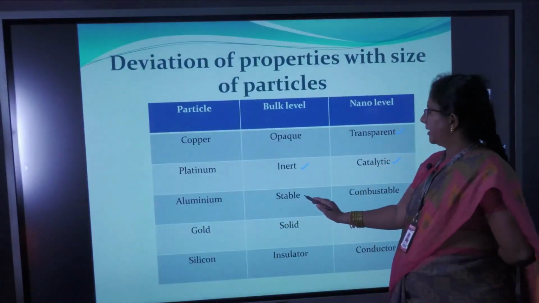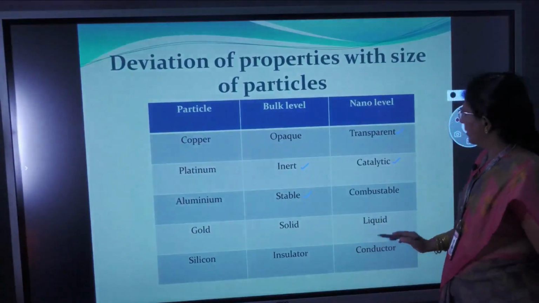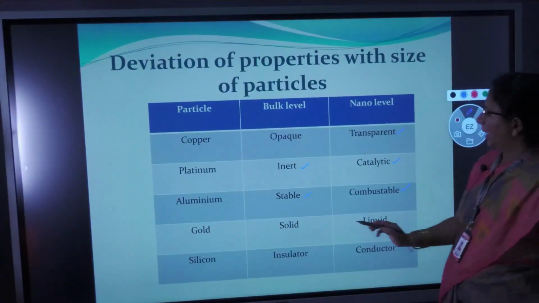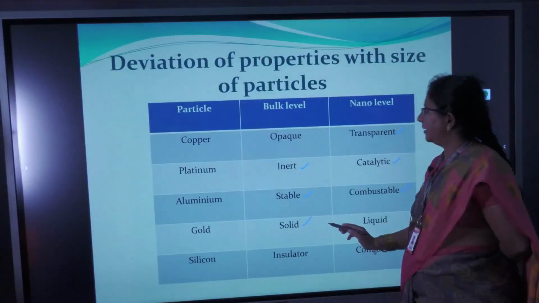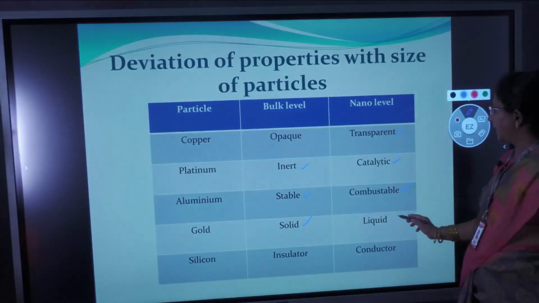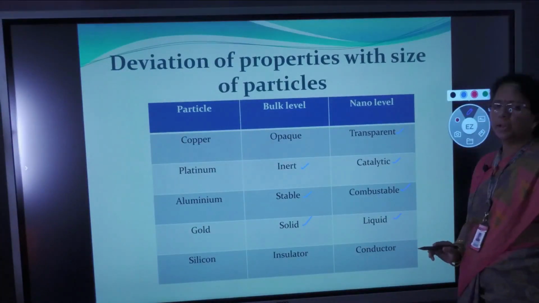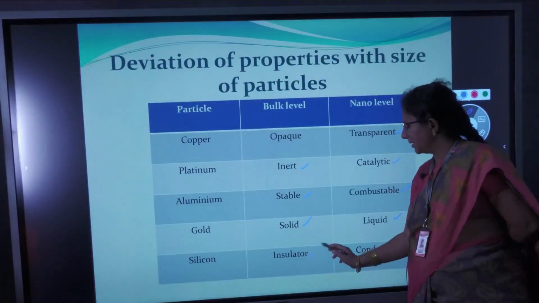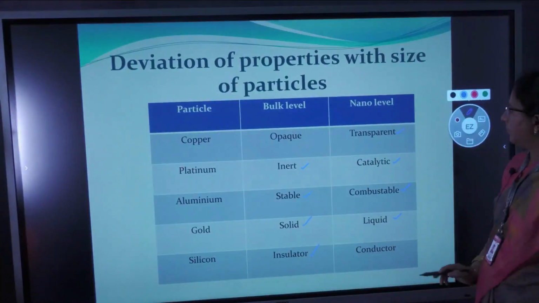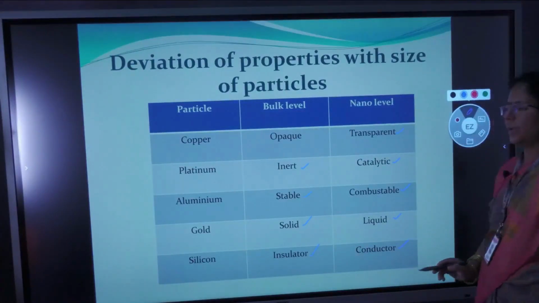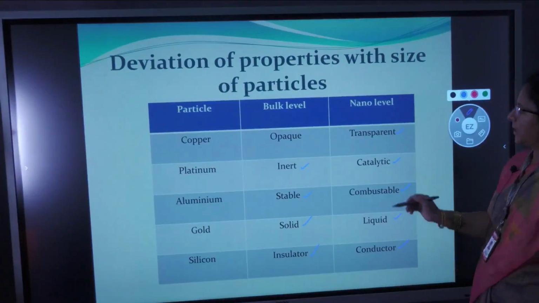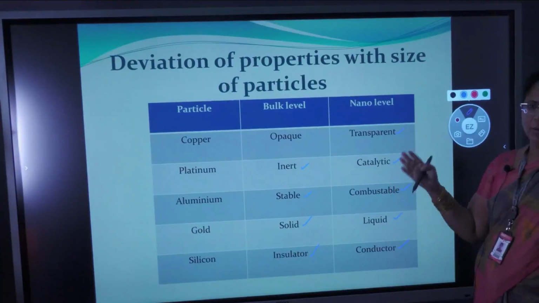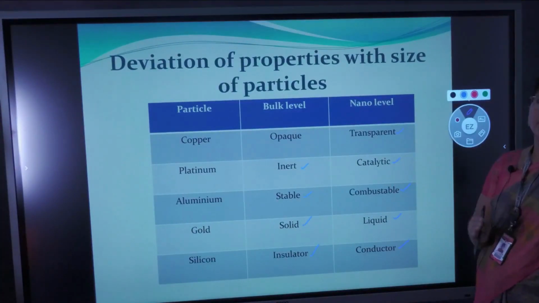Aluminium, when it is in bulk form, is stable, and when it is at nano level it is combustible. And gold exists as a solid at bulk level and it exists as a liquid at nano level. And silicon will act as an insulator in bulk form, and in nano form it acts as a conductor. So these are some of the particles and how the properties change when a bulk material is changed to nanoparticle size.